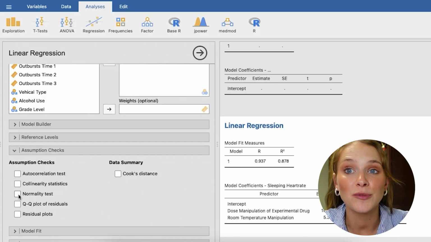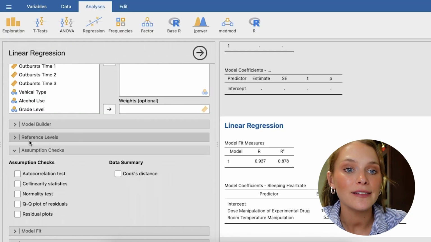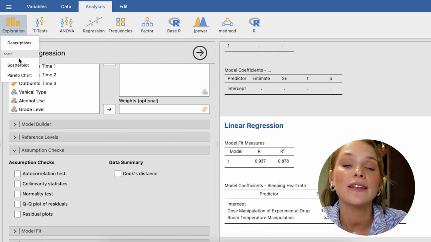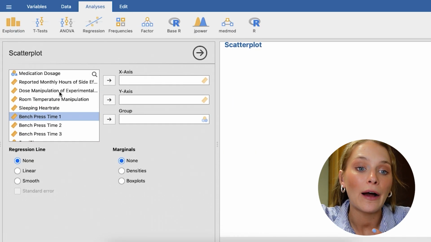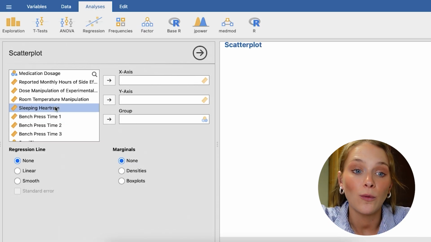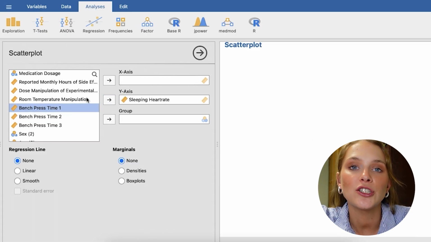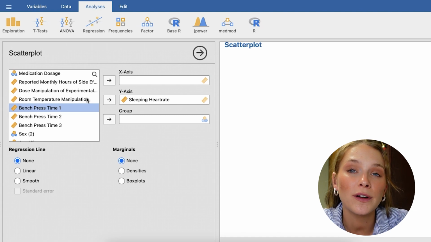The next one is going to be linearity. So we want to know that the relationship between our variables of the predictor and the outcome is a linear relationship in order for us to run a multiple regression. To test that next assumption of linearity, you're going to go to Analysis and actually click on Exploration and then select Scatterplots. Then you're going to move over our outcome variable of sleeping heart rate to the y-axis, and then one at a time we're going to check the other predictors, and what we're looking for is to make sure that they do indeed have a linear relationship.